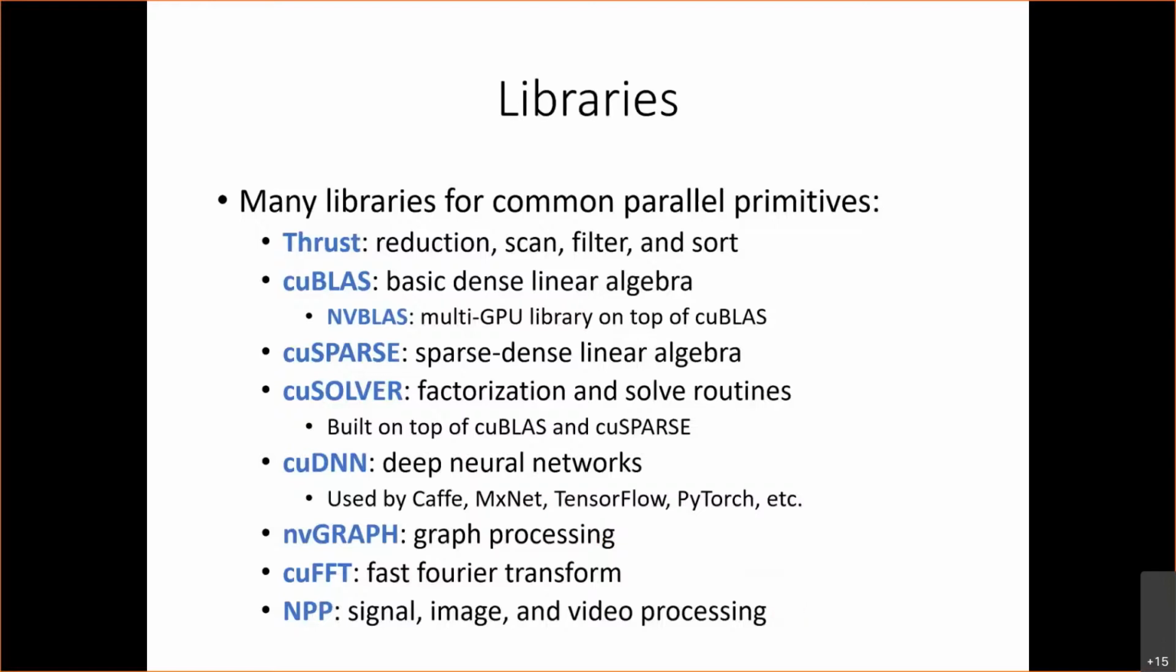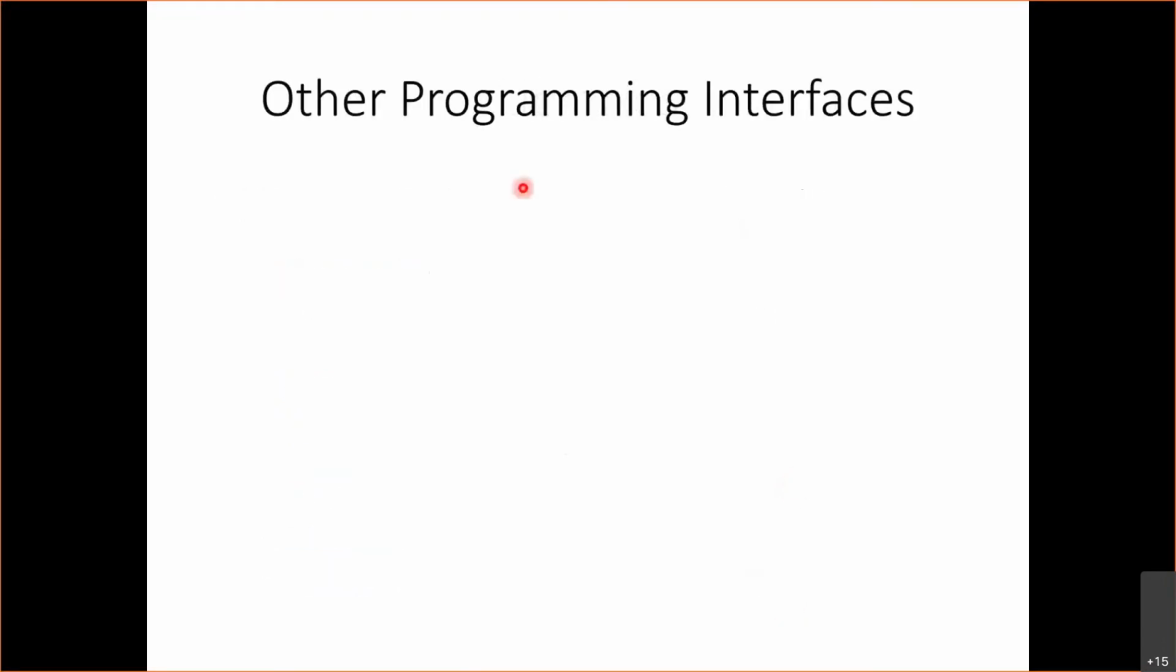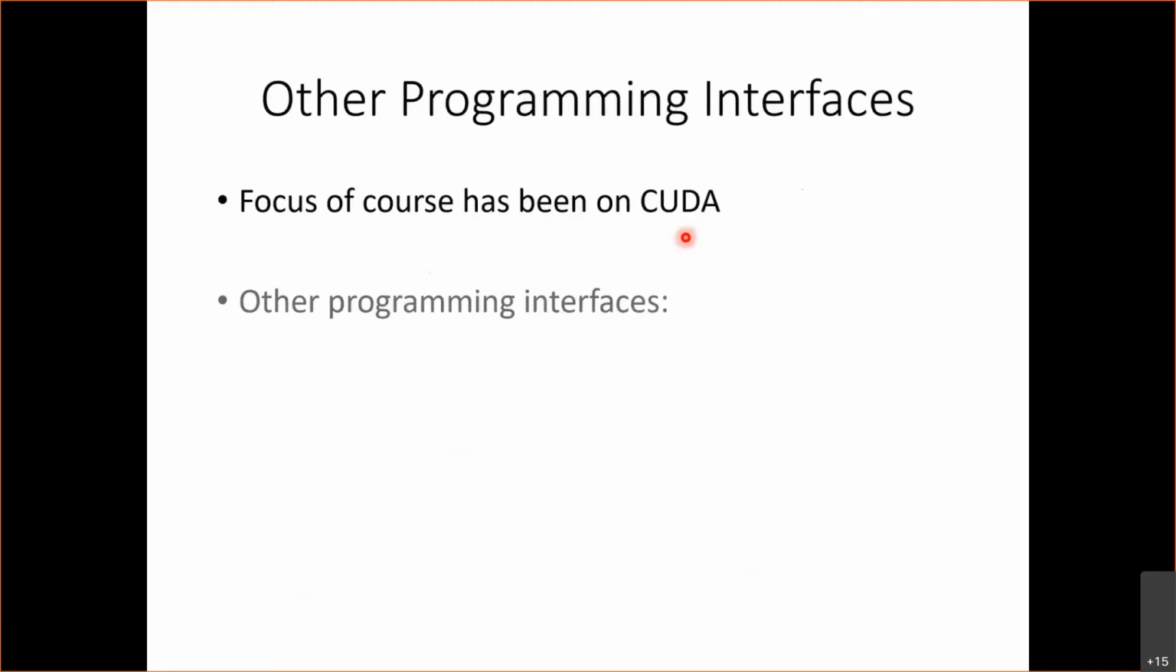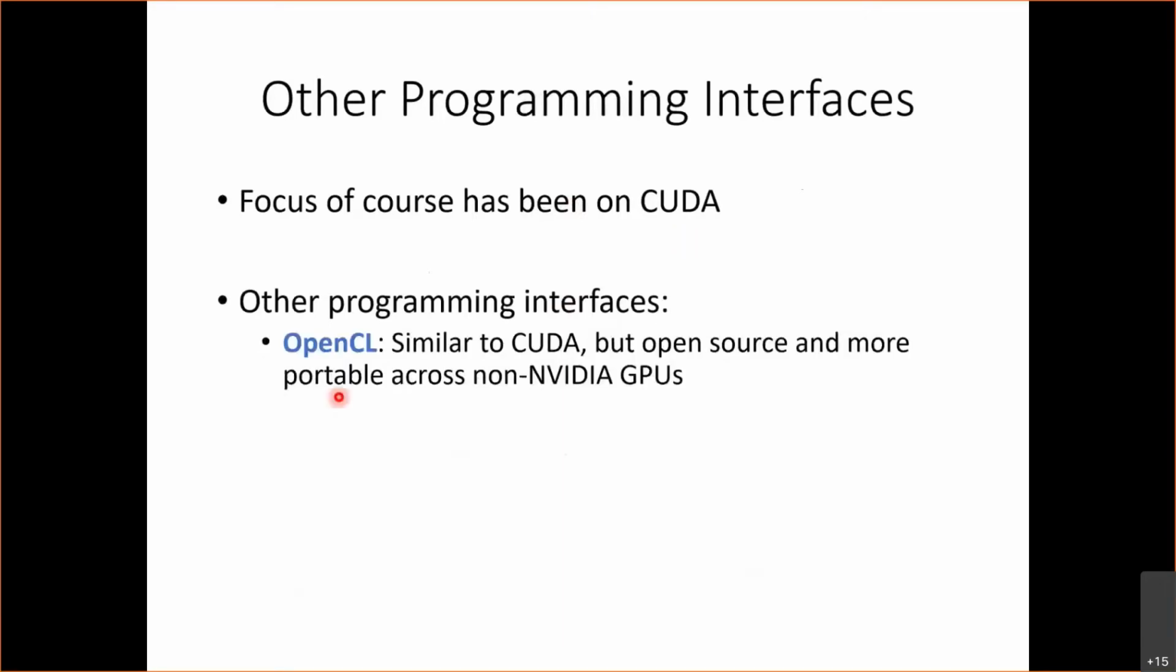Okay, the next topic is about other programming interfaces. So in the course, we've been focusing on CUDA. However, CUDA is not the only interface for programming GPUs. There are other programming interfaces out there as well. One of them is OpenCL. OpenCL is similar to CUDA. However, it is open source, and also it's more portable across non-NVIDIA GPUs. There are other hardware vendors out there, and other GPUs besides NVIDIA GPUs. I will talk about those on the next slide.